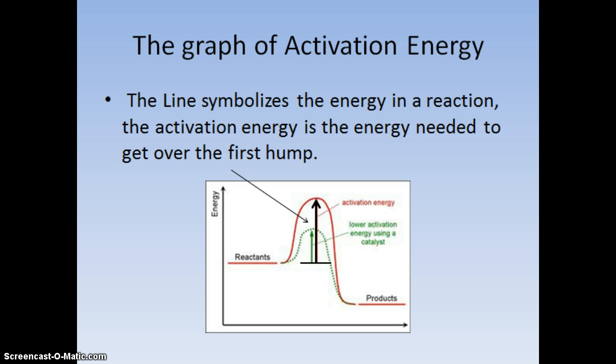When you graph activation energy, it's sort of like a hill, and the distance from the reactant energy level to the top of the hill is the amount that is the activation energy. Because it is the energy needed to be put in before the reaction can take place, and the line going down from the top of the hill is the energy being released from the reaction.